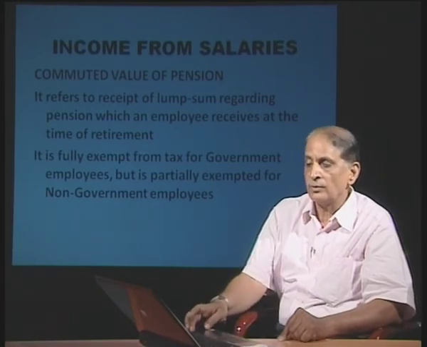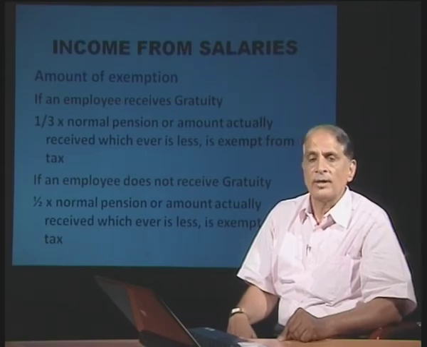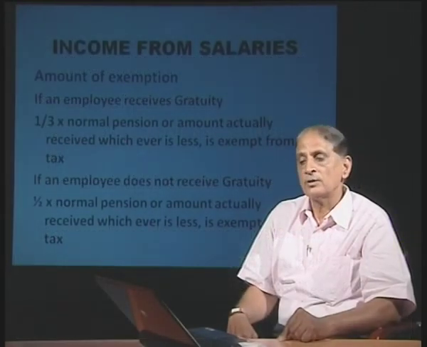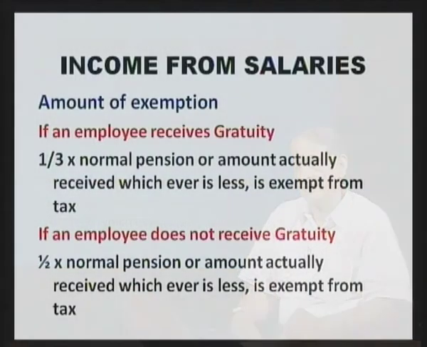But in case of non-government employees, it is not fully exempted from tax. It is partially taxable and partially exempted. How much part of commuted value of pension is exempted? It depends on whether an employee receives gratuity along with commuted value of pension or not. If he receives commutation of pension along with gratuity, then the amount of exemption is calculated in this way.